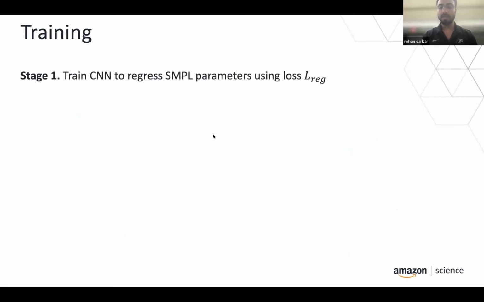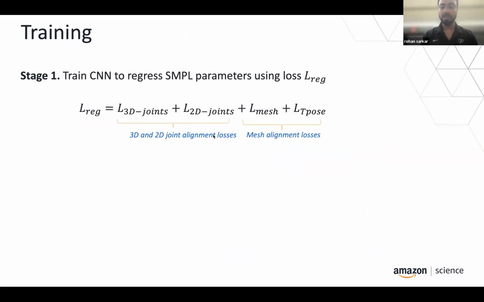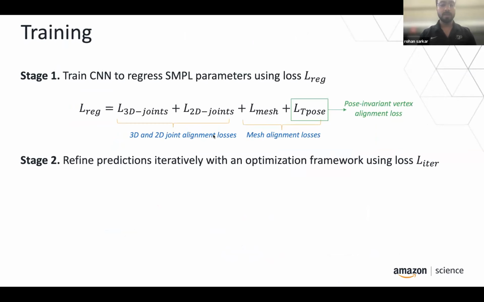In the first stage, we train the CNN to regress SMPL parameters using the regression loss, which is the sum of the 3D and 2D joint alignment losses and mesh alignment losses. Among these, the L3D joints, L2D joints, and L mesh were previously introduced in SPIN, and in our work, we introduced the pose invariant vertex alignment loss that I just mentioned. In step 2, we refine the predictions iteratively with an optimization framework using the iterative loss.